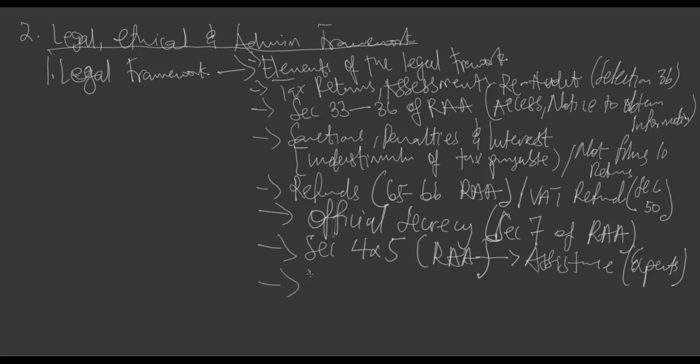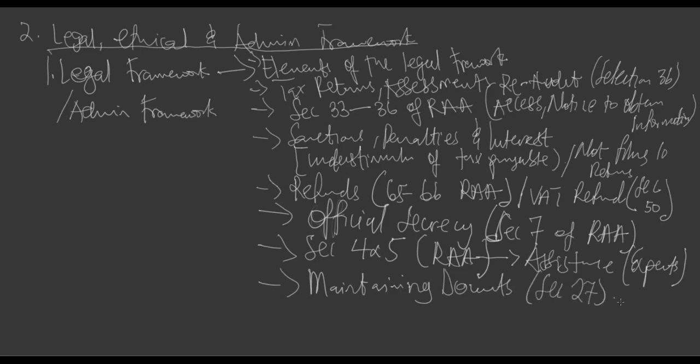Some areas, maybe I would have put under the ethical framework, but because they're in the law, let's just consider them as part of the legal and administrative framework. So maintaining documents: every taxpayer has to maintain documents so that we can determine whether their records are accurate. Maintaining documents can be found under Section 27. You need to know this by heart.